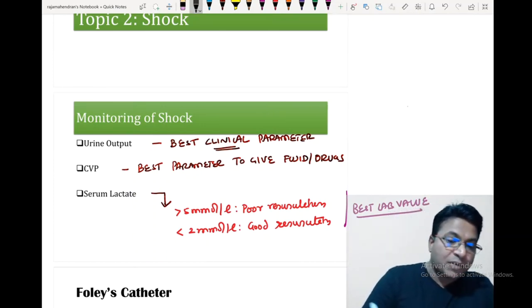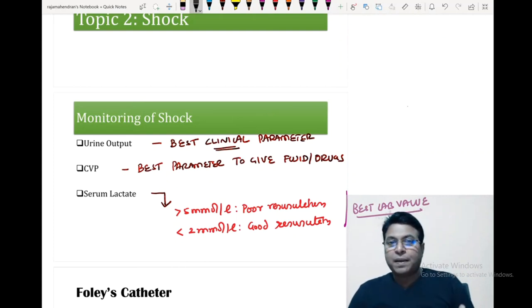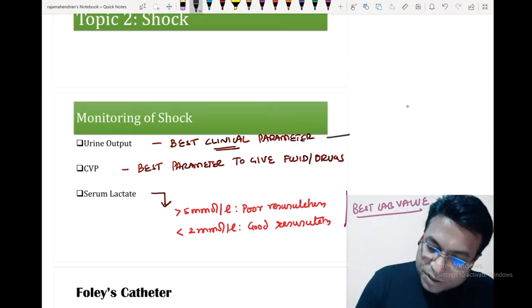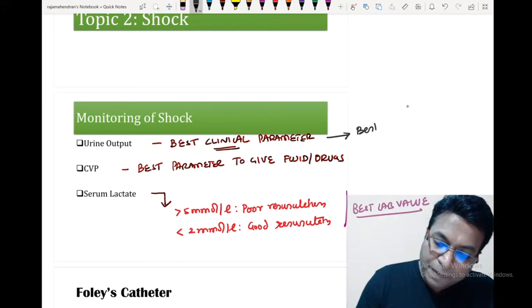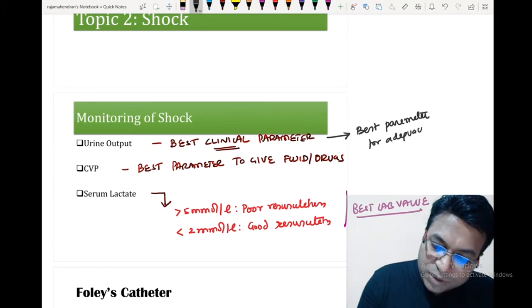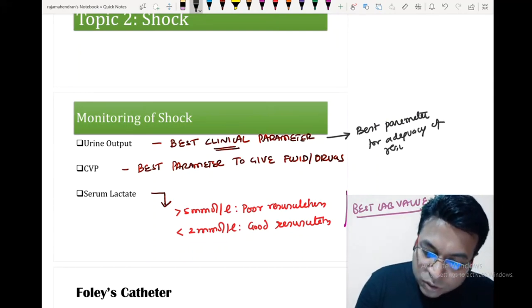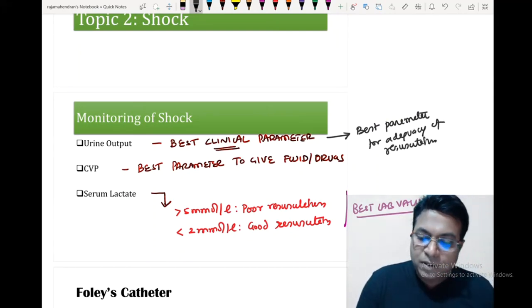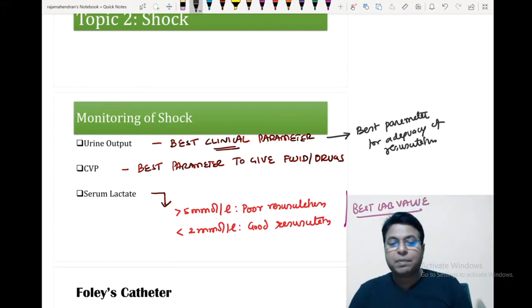And there is one more question which usually students get confused. Best parameter for adequacy of resuscitation. That is also urine output. Adequacy of resuscitation is also urine output. So that is the most important MCQ for organ perfusion.